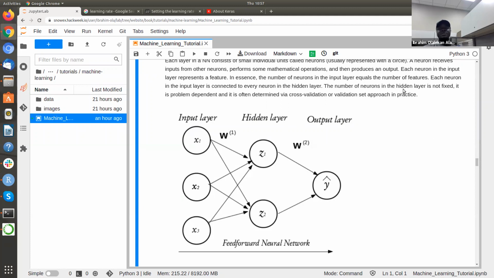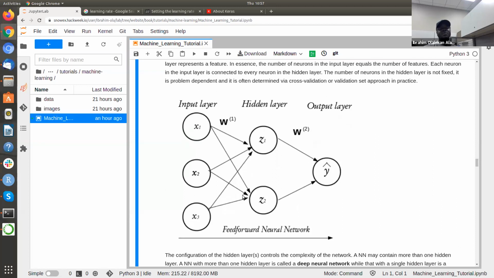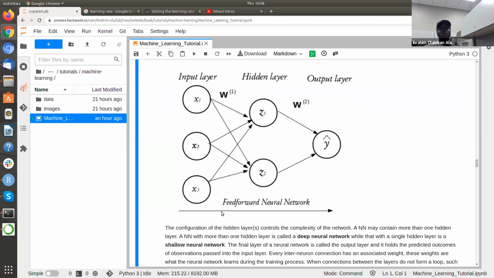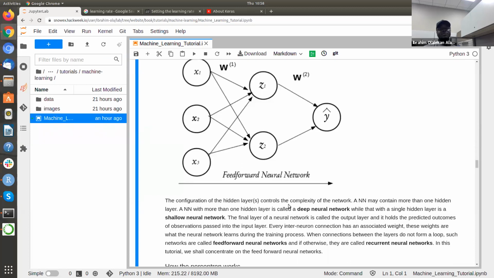And the number of neurons in the hidden layer is not fixed. It is problem dependent, and it is often determined via cross-validation. So you don't have a fixed number of neurons in the hidden layer. It depends on your own problem. Here, the configuration of the hidden layer controls the complexity of your neural network. So when you have many nodes in your hidden layer, then you are beginning to have a very complex model.